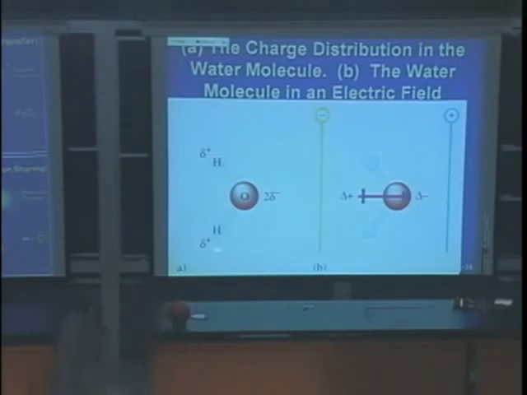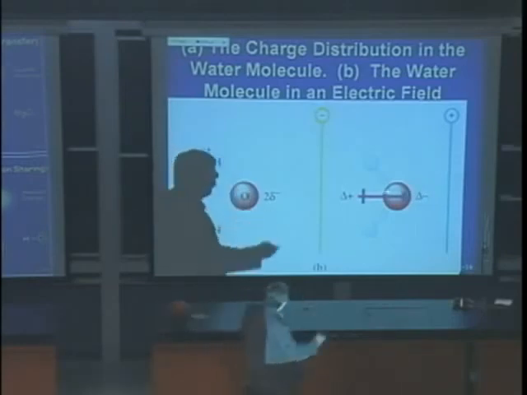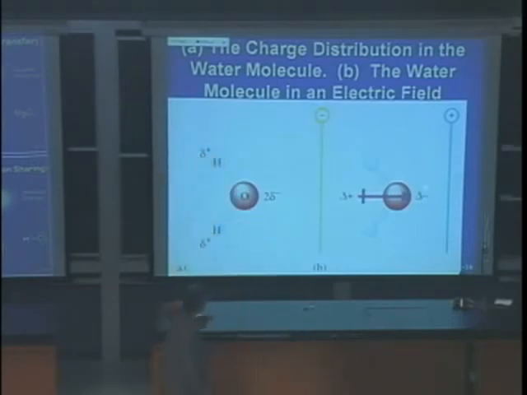And since we have two hydrogens, this is twice more negative, because this happens twice, and this is single positive. So if you put this in an electric field, the negative side would orient towards the plus pole, and the positive side would orient towards the minus pole. Now, this is the vector. You write this as a vector, the dipole moment. You see sometimes delta plus and delta minus, and the length of that vector is the magnitude of the dipole moment.